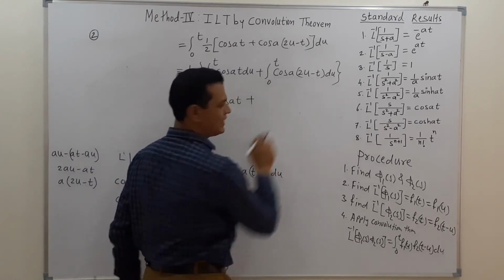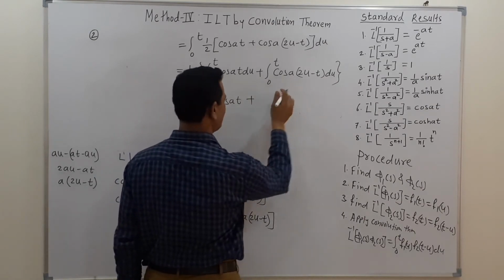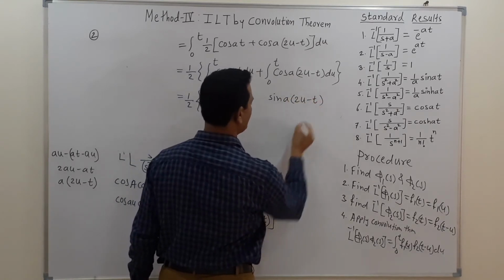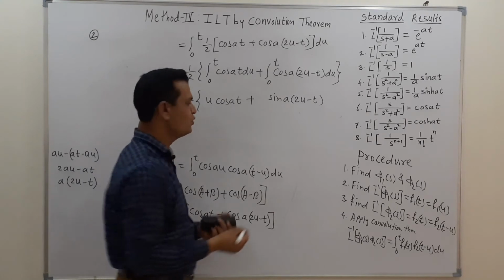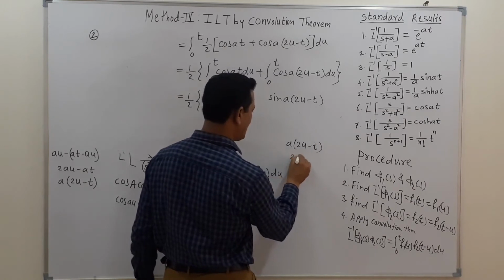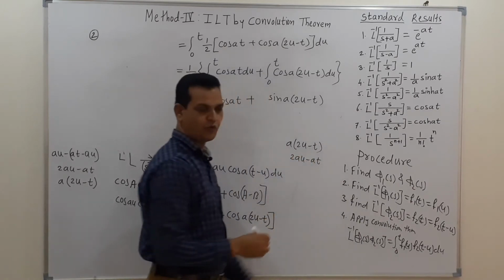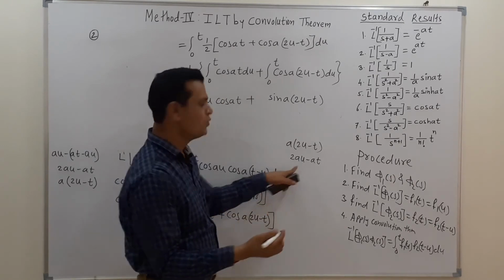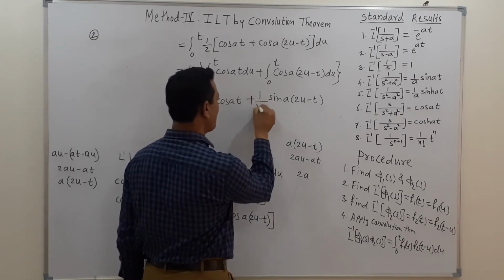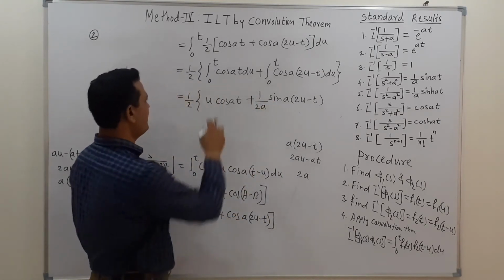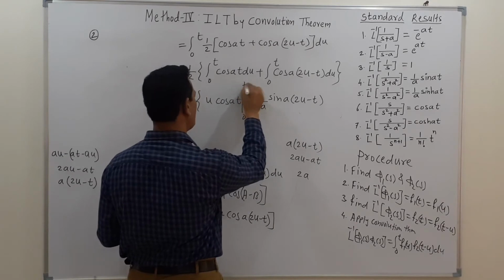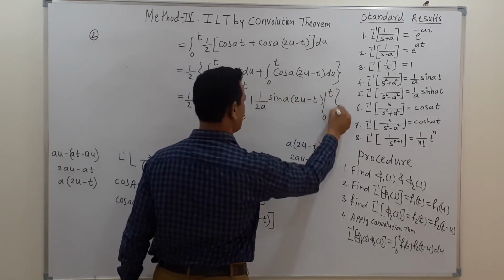Here we are integrating with respect to u. The integration of cos is sine, so we write sine of a times (2u minus t). But the angle is other than u, so we take the derivative of a times (2u minus t), which is 2au minus at, with respect to u. We get the derivative as 2a. That means we write this as 1 upon 2a. For this integration as well as the other, the limits are 0 to t.